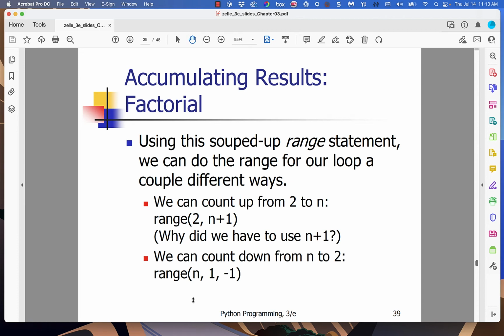We can count down from n to 2, okay? So we have n. We're going to go down because increment is minus 1. Why don't we say 2? Well, when we're counting down, 1 is going to be the first one that we don't want. So let's say the n were 9. So we want 9, 8, 7, 6, 5, 4, 3, 2. 1 is the first one we don't want.